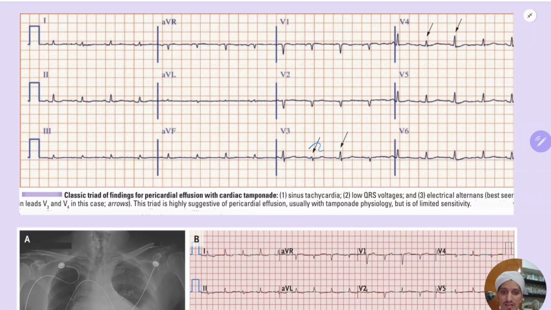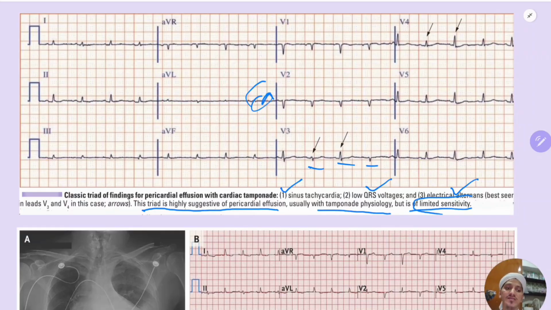Okay, here also we can see. So that means the patient is having massive pericardial effusion with cardiac tamponade. So you can see here sinus tachycardia is there, low QRS voltages, electrical alternans, best seen in V3 and V4. This triad is highly suggestive of pericardial effusion, usually with tamponade physiology, but is of limited sensitivity. So low sensitivity means if it is not present, it doesn't rule it out, but if it is present, then definitely tamponade is there. False negatives you can get, false negatives.